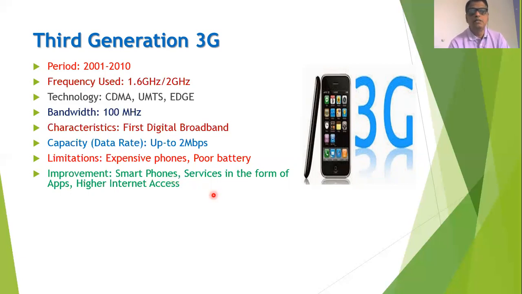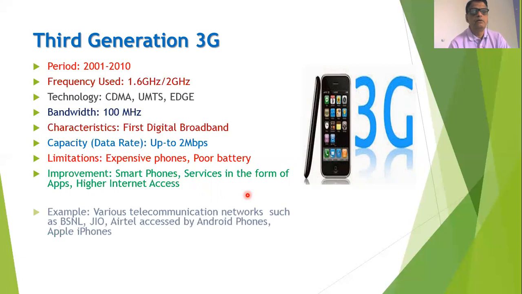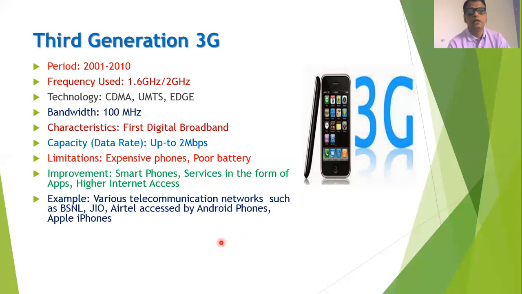Most of the company services were made available in the form of apps. So on the screen of the mobile phone, you will get an app, and once you click an app, then the corresponding service will be offered to the user. You will find that internet access with higher speed was also possible only in 3G.